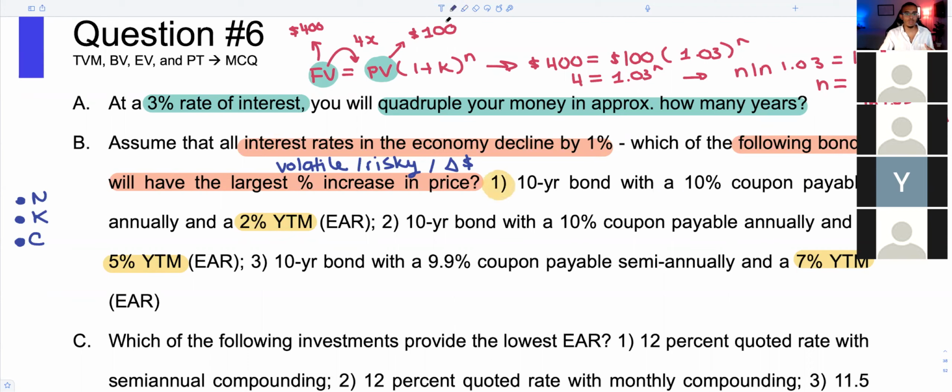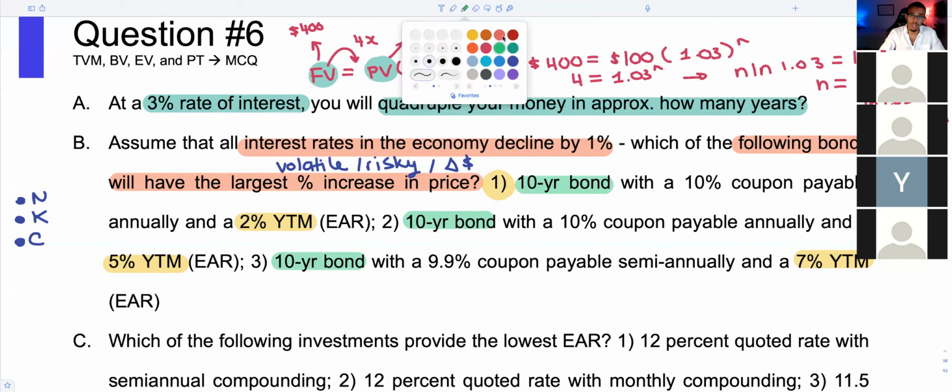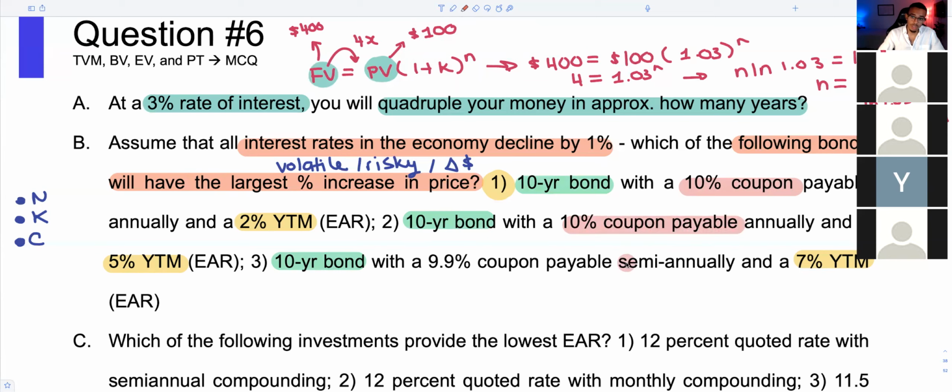However, you want to be able to rank these different bonds because sometimes they may have different years. In this case, they don't, but they could have different years. And they could also have different coupons. And also different frequencies. So we could highlight these in different colors. They could have different frequencies as well, as you can see.